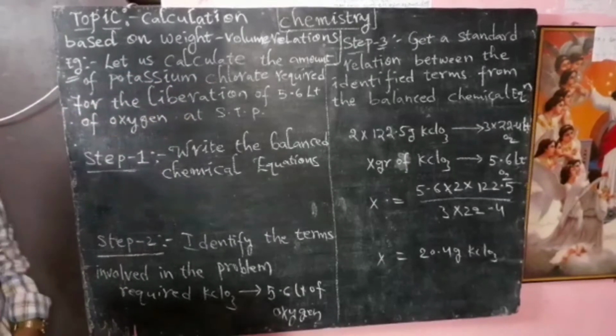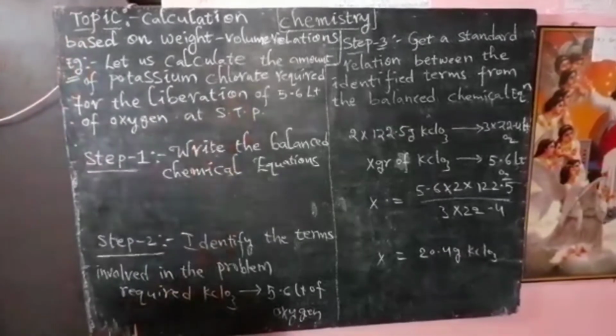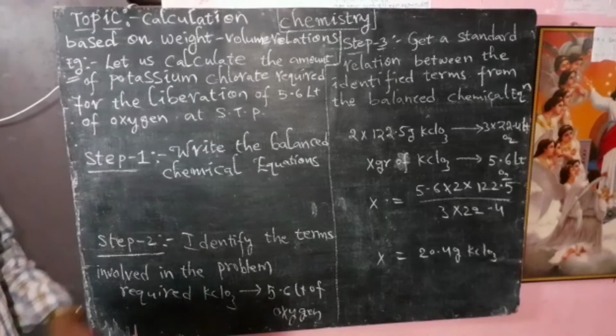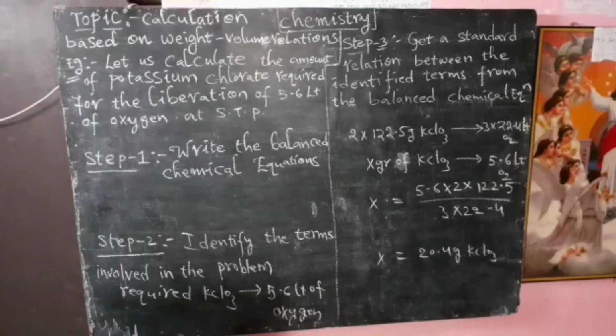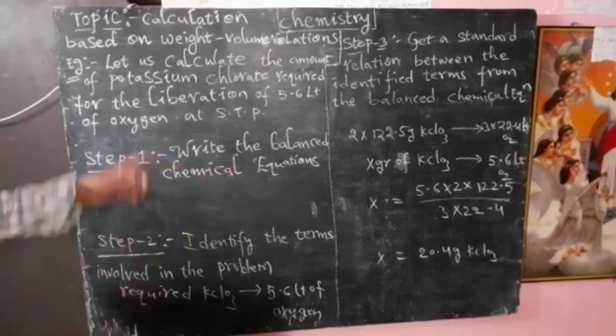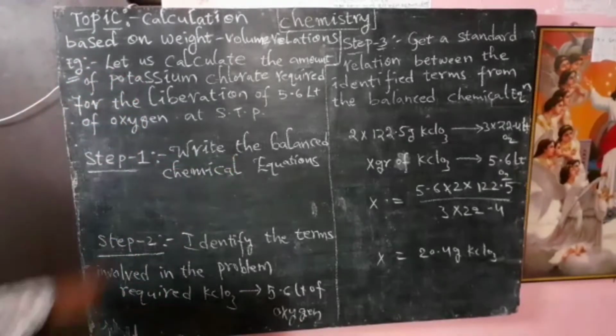STP full form is standard temperature and pressure. To calculate based on the weight-volume relationship, there are some steps involved in this solution. First step, write the balanced chemical equation. Whatever terms are given in the question, basing on that we have to write a chemical equation.